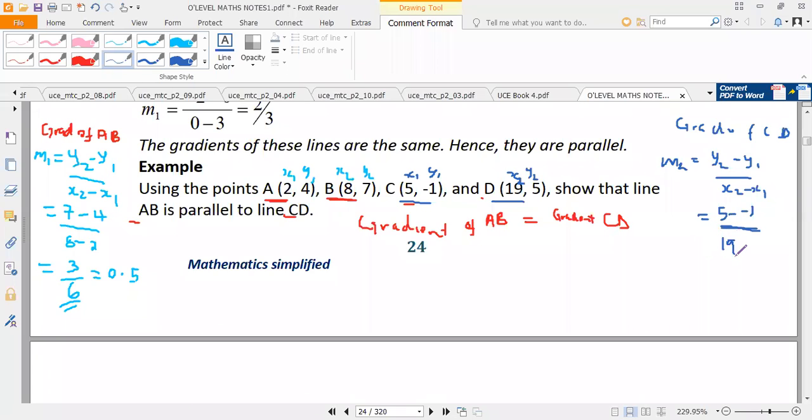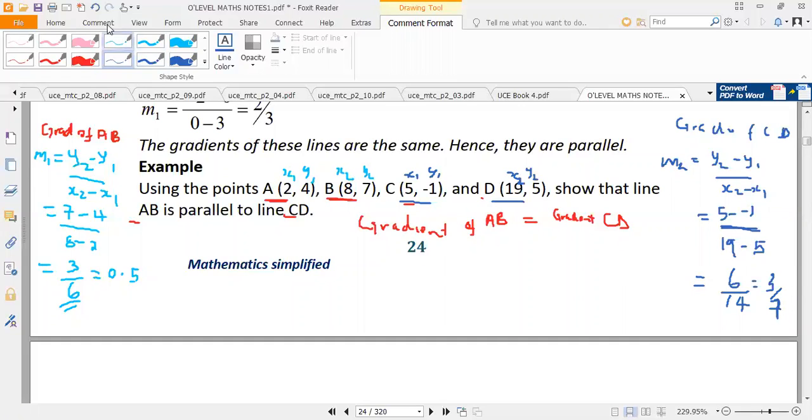19 minus 5. Yes, this is 19, this is 5. So when we get 5 minus -1, I end up getting the answer as 6. Then 19 minus 5 gives us 14. So the answer that we get is 6 out of 14. If we reduce this, dividing by 2, we end up getting 3 out of 7.